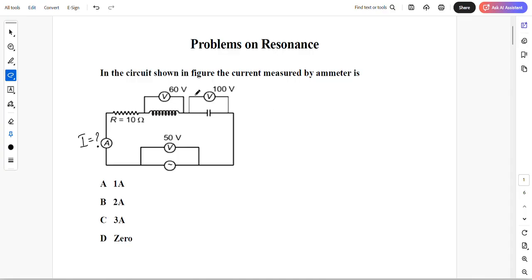What is the value of VL, the voltage across the inductor? This is L, this is C. It is given as 60 volts. And the voltage across the capacitor is 100 volts. No, the circuit is not in resonance.